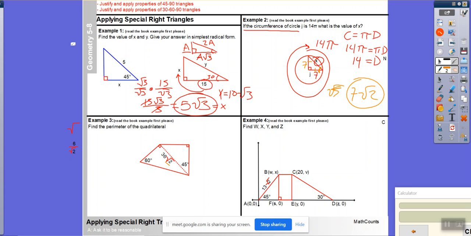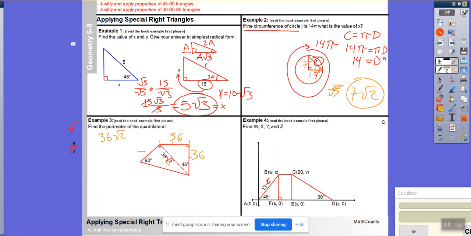All right, so what is this distance right here? What is the value for this leg? 36. Wait, is it 36? It is 36, which means this is also 36, because these side lengths are congruent. Now the trickier thing is, what is this side length here? 36 times square root of 2.